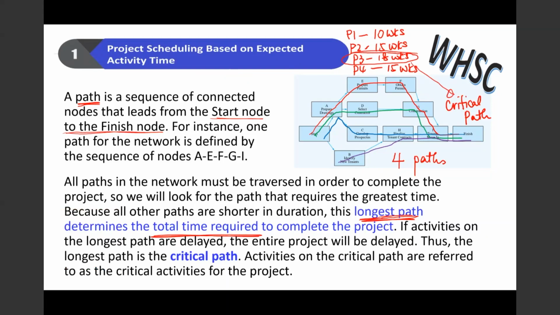And activities on this critical path cannot be delayed. If they are delayed, your project will be delayed. All the activities on this critical path are called the critical activities. So you have to be very careful to monitor and make sure that all activities on the critical path are completed within the stipulated time in order for you to ensure you can complete the project in time.